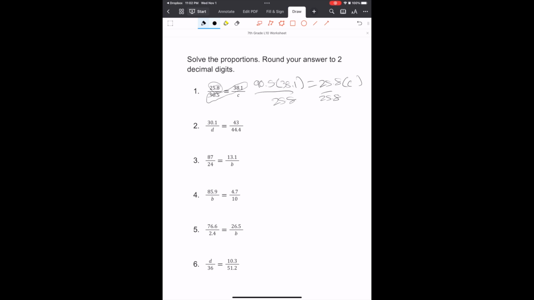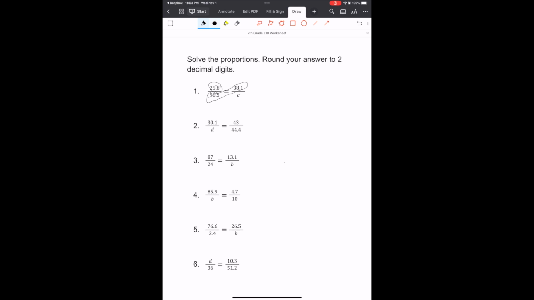And the reason why this works, ladies and gentlemen, is that 25.8 over 90.5 is equal to 38.1 over C. So what you're doing is multiplying both sides by 90.5 to get rid of this denominator, and both sides by C to get rid of this denominator. So you get 25.8 times C, and on this side, 90.5 times 38.1. So that's why that works. Now that I explained how it works, let's go to actually using it.